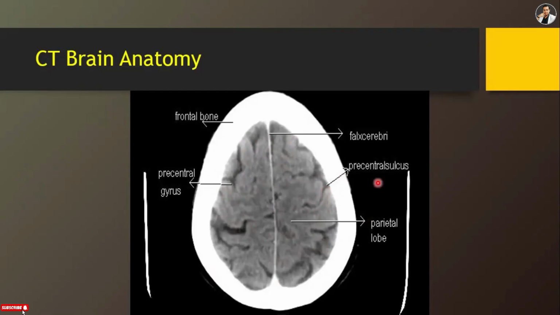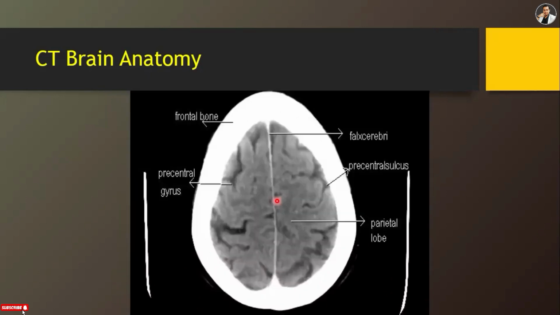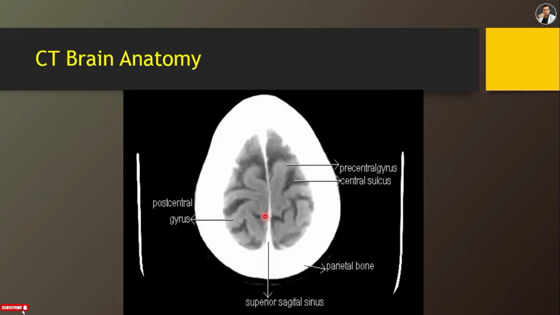I think I was putting this slide before. This is the previous slide of this slide. Here you can see the centrum semiovale, the white matter in the middle, and the gyrus and the occipital lobe. And this is the last slide of the brain.